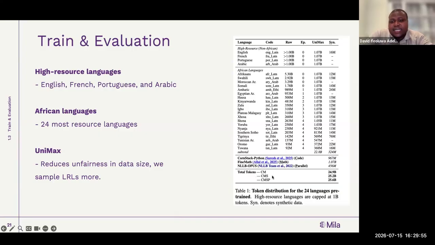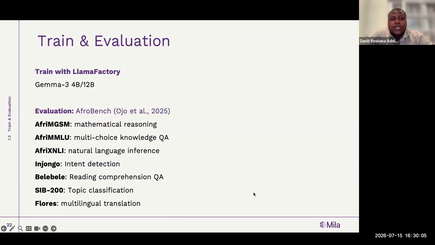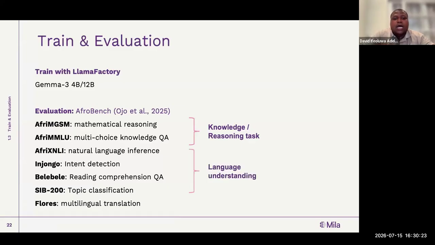When we added synthetic data from web organizer, we call it CMS. And when we have added parallel data, we call it CMSP for all the 24 languages. We train using what is called Llama Factory, which also allows continued pre-training. We evaluated on Afrobench, which I described previously. And then we also evaluate on very challenging tasks like MGSM and MMLU, and language understanding tasks like NLI, INJONGO, Belebele, SIB-200, and Flores.